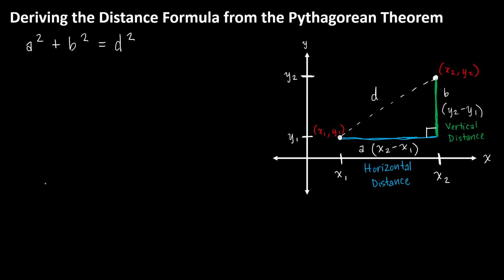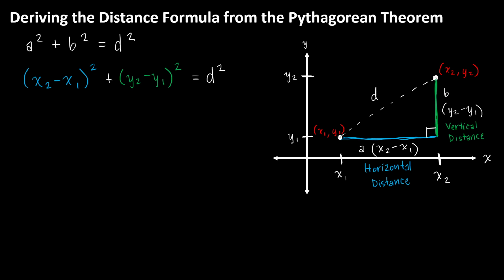Okay, so going back to the Pythagorean theorem, a squared plus b squared equals d squared. Now I have some values for a and b. I know that a is x2 minus x1, and I'm squaring that value. And b is my vertical distance, which we labeled as y2 minus y1, and we're going to square that value as well. And that's all equal to d squared, the distance squared, my hypotenuse squared.